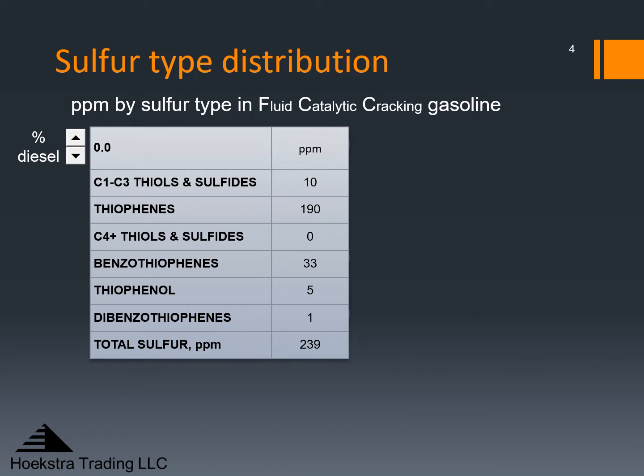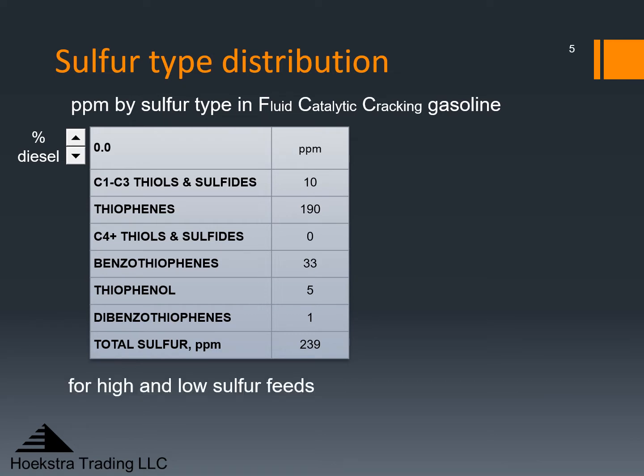The sulfur type distribution is the other thing we need to know in order to do that modeling correctly. The sulfur distribution affects the difficulty of desulfurizing the gasoline. So we developed the capability to know that as the percent diesel is changed. So for example, here we have a light gasoline with 239 ppm total sulfur, and you see most of that is thiophenes. When the percent diesel is increased, the gasoline sulfur increases, and we get benzothiophene and sometimes even dibenzothiophene in the gasoline.